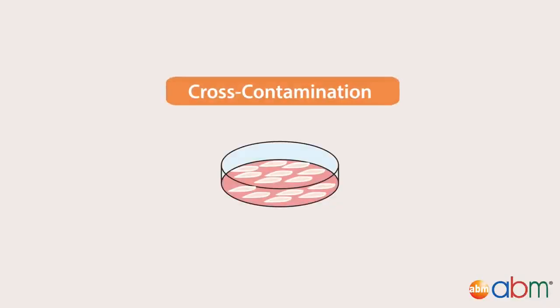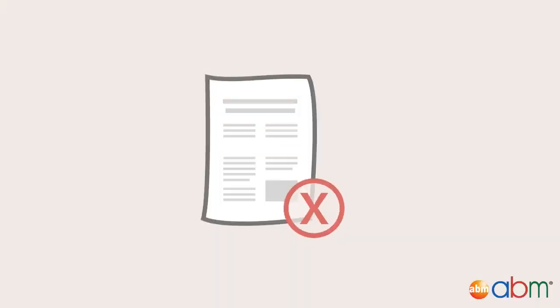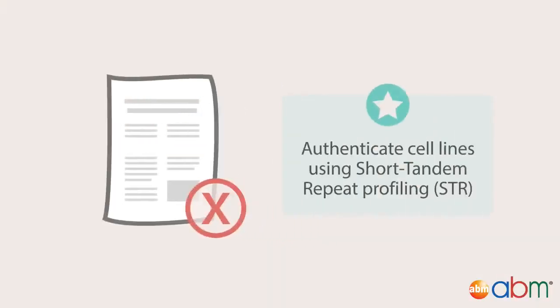In addition to microbial contaminations, the cells can also be contaminated by other cells. Cell lines can be overgrown and replaced by other fast-growing cells inadvertently introduced into the original culture. The consequence of using a misidentified cell line is making false scientific conclusions. Authenticating cell lines using short tandem repeat profiling, or STR, is recommended for cultures from time to time.